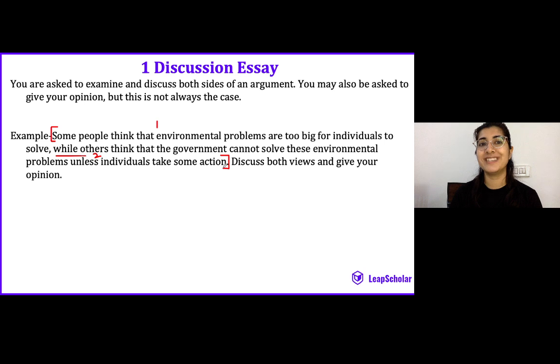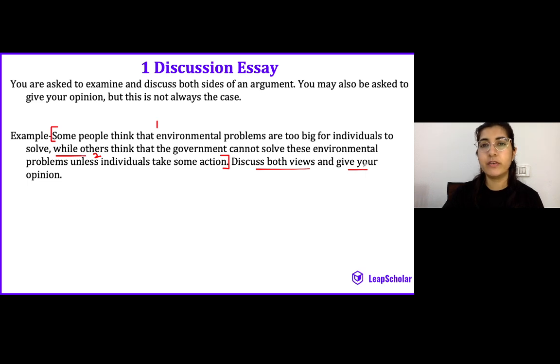So in a discussion essay, you will always have 2 opposing or contrasting views, after which you need to discuss both of them equally and sometimes give your opinion. In this case, you are needed to give your opinion. Now, how do I structure this essay? Very simple. You can write a 4-paragraph structure, wherein the first paragraph is an introduction, after which you cover both the opposing views, followed by a conclusion.